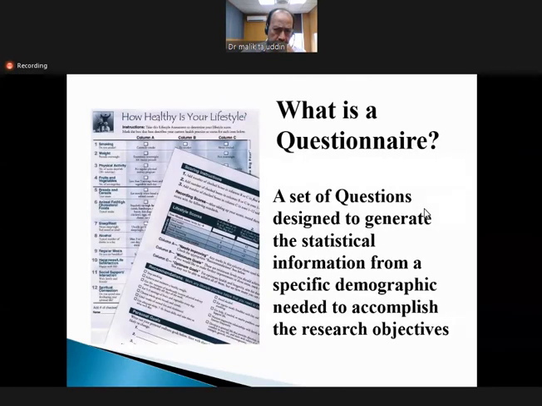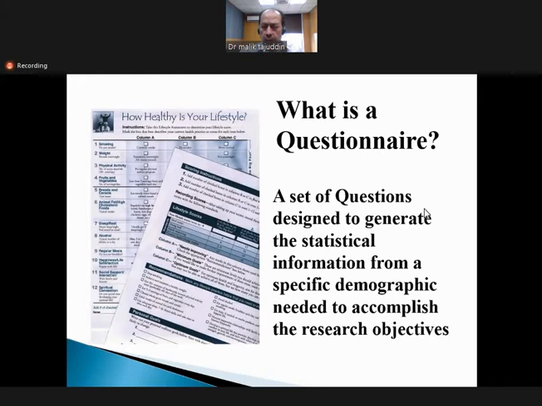So if you see the definition of questionnaire, you can easily define it as a set of questions. If you are making a set of different questions, and those questions are designed in a way that they should generate some statistically valid information, and from where you are getting this information, maybe some specific demographic area, and it is needed to accomplish the research objectives. So what is it? It is a set of the questions.